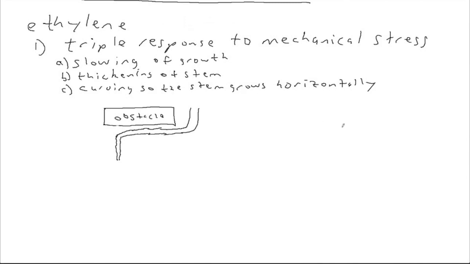Okay. So one of the functions, what's the function of ethylene that we've talked about so far? Curving the stem. Yeah. Well, basically, this is the triple response to mechanical stress. What do they mean by mechanical stress? What's the mechanical stress? The obstacle. Hitting the obstacle. Yeah. And then why do they call it a triple response? What are the three responses? It slows down the growth. It allows the stem to thicken, and then the stem begins to curve around the obstacle, and then after it gets past the obstacle, it starts growing vertically again. That's right. That would be the end of the triple response.